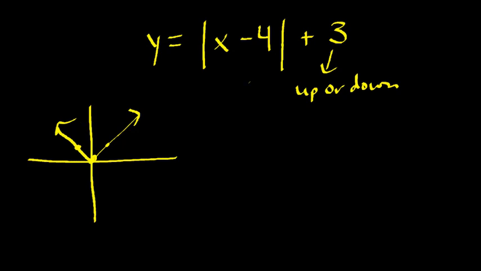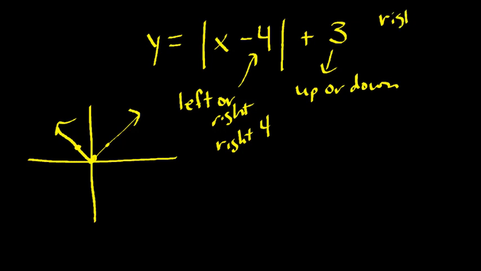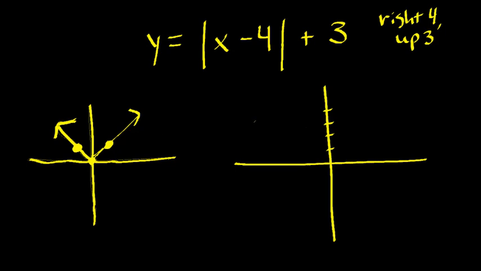Any value added or subtracted inside the absolute value bars is a left or right movement. And it's always the opposite of what you would think in terms of the number line. Since on a number line, negatives go left, this will actually be going right 4. So we now know this graph will go right 4 and up 3. Our vertex 0, 0 will be going up 3 and over to the right 4.